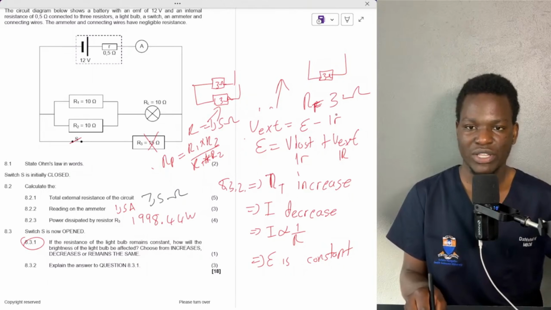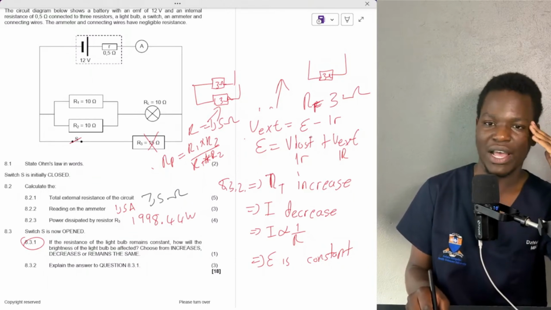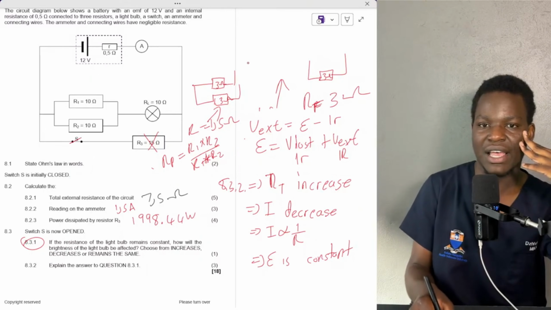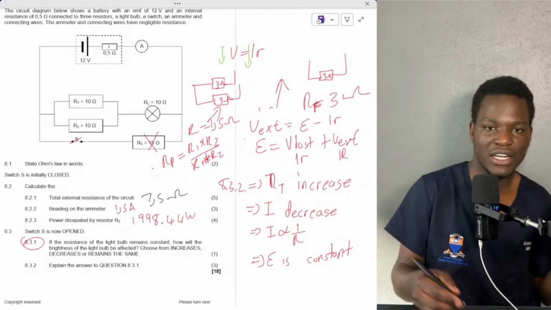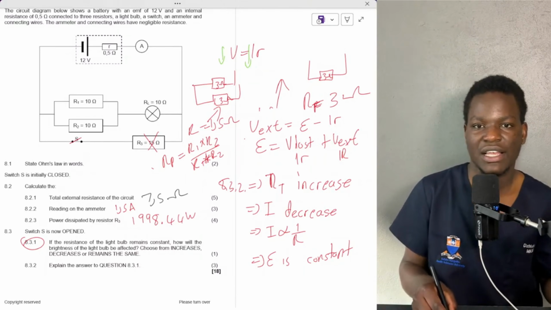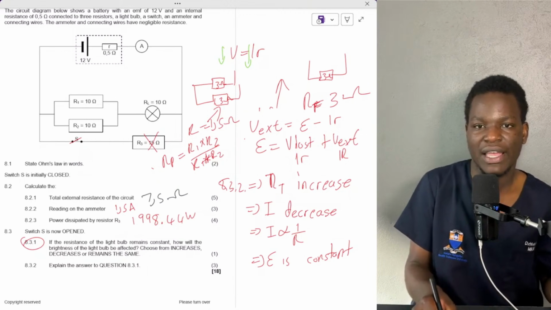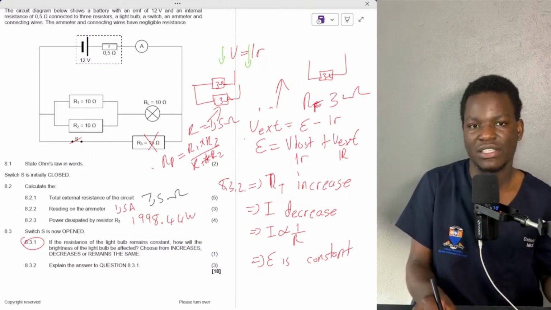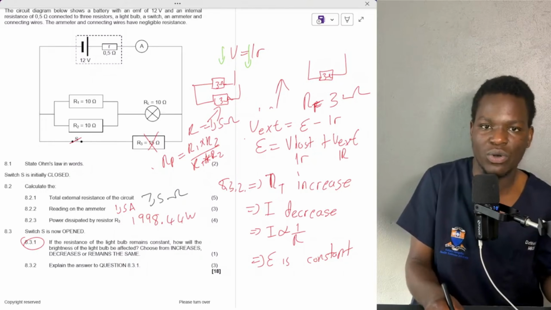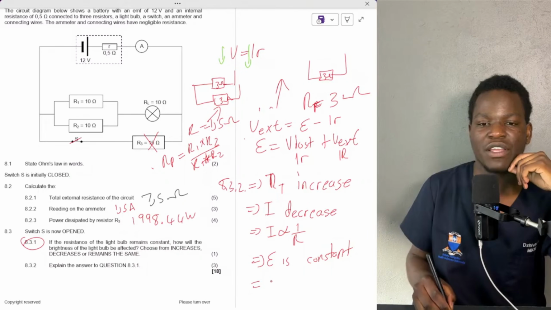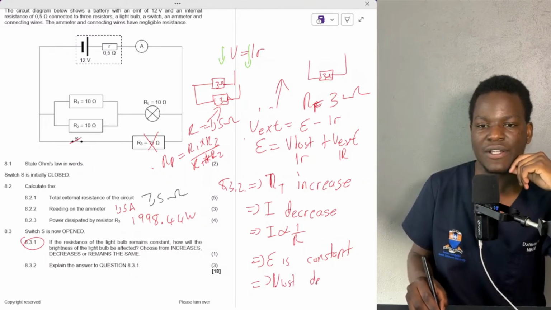Let's see what will happen to the V lost. V lost equals IR, and we had that the current decreased. It means that if the current decreases, the voltage will also decrease. We're talking about V lost because this internal resistance is constant. So now you'll say V lost will decrease, and you can also mention a reason.